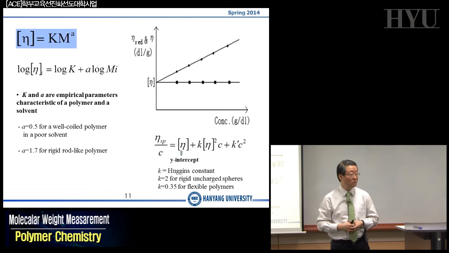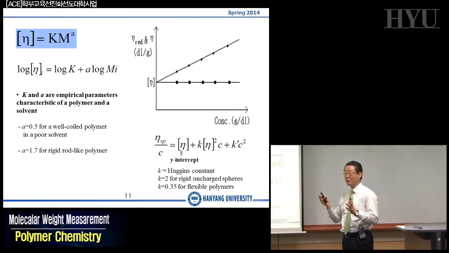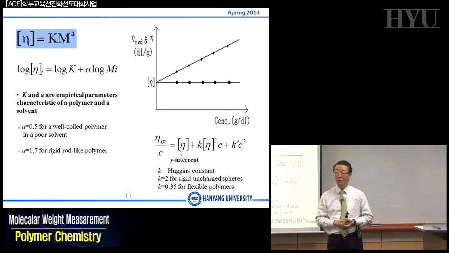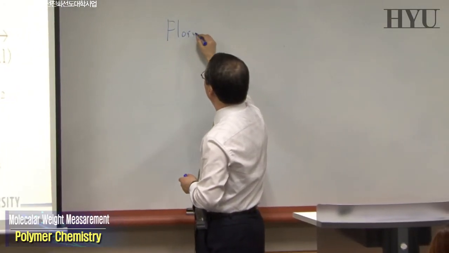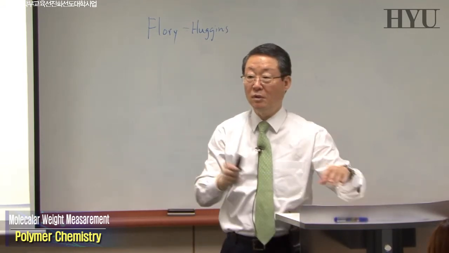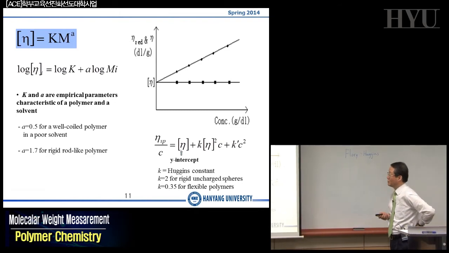This intrinsic viscosity is very important for measuring the viscosity average molecular weight by knowing this equation. The intrinsic viscosity is equal to K times M to the A. K and A are constants, and I will show you what K and A mean and what the magnitude of K and A is. This equation is called the Flory-Huggins equation. I told you that Flory is the father of polymer chemistry. Sometimes this equation is named differently as well, but this is what they call the Flory-Huggins equation.